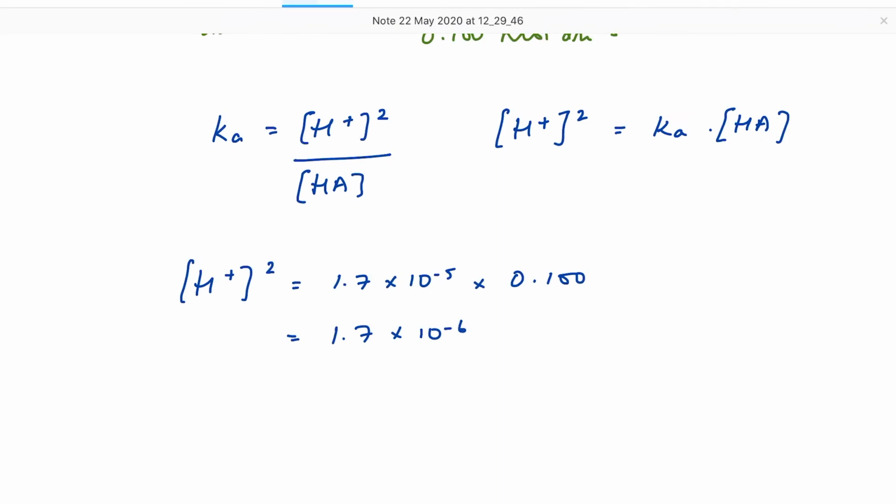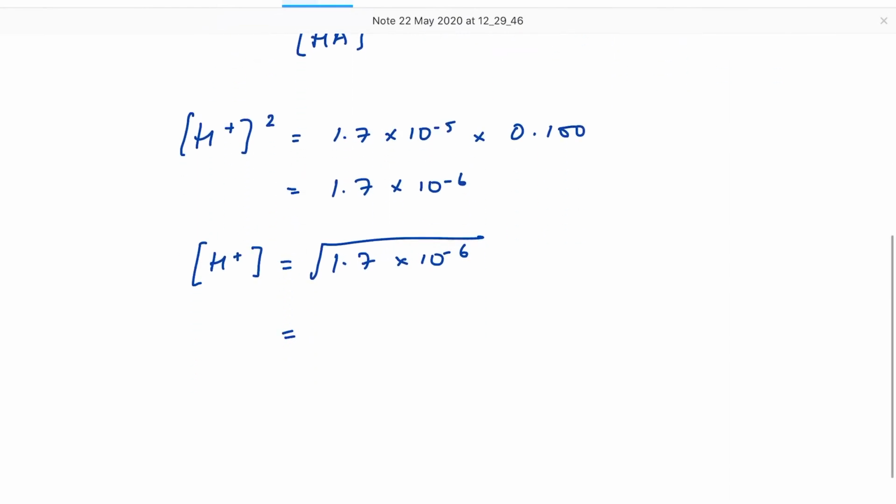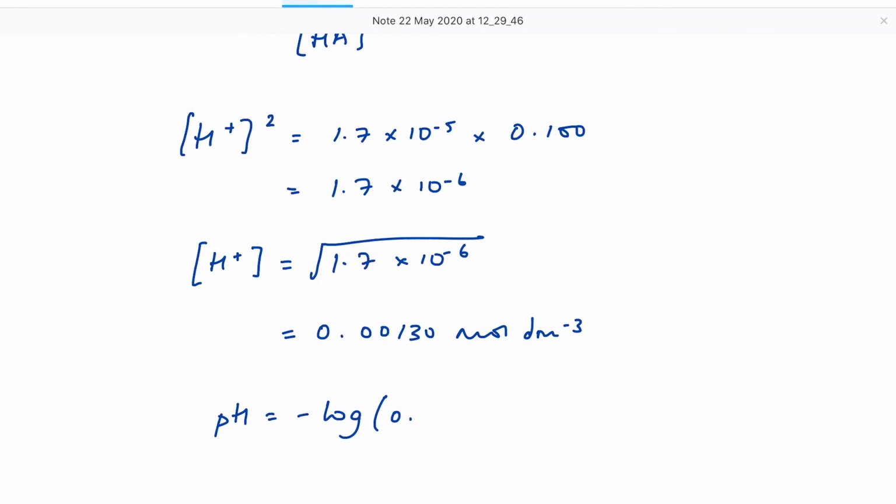If I square root that, so the hydrogen ion concentration, as I said to start with, I'm going to go very slowly through this. So 1.7 times 10 to the minus 6. If I square root that, I'll find the hydrogen ion concentration, and that comes out to be 0.00130 moles per decimeter cubed. If I know the hydrogen ion concentration, I can figure out the pH, because pH equals minus the log of the hydrogen ion concentration, 0.0130, and that comes out to be 2.88.